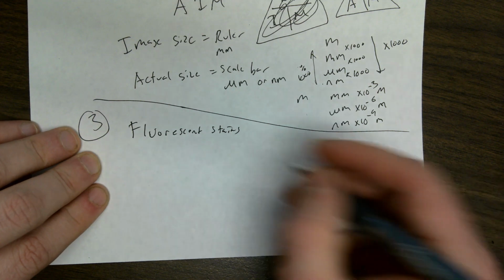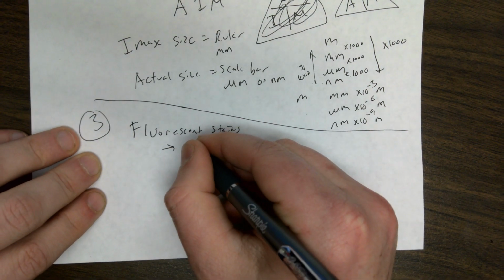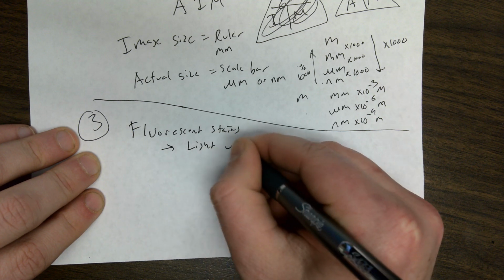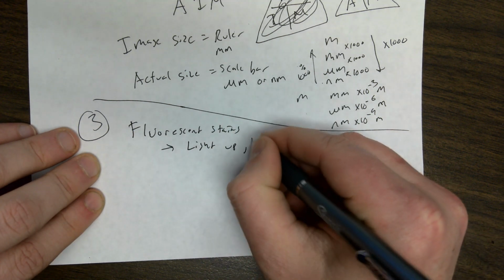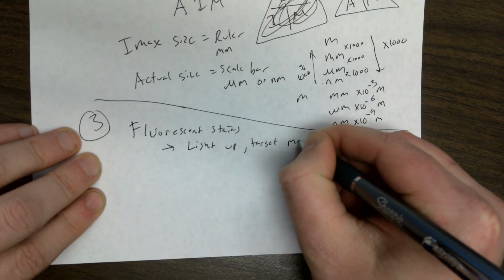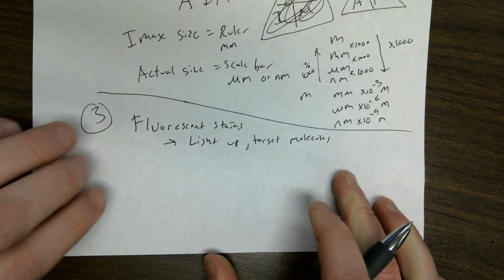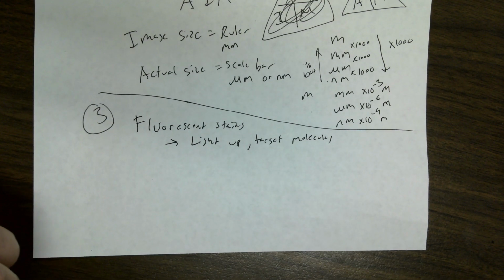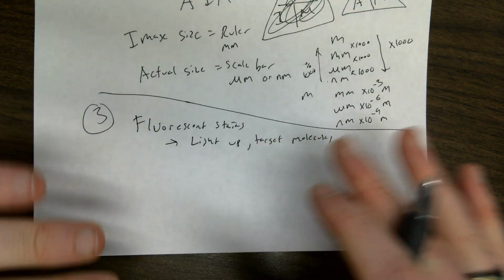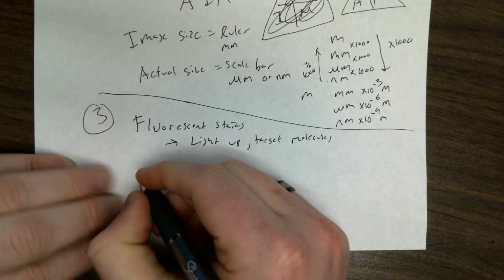And so what you've got going on is they fluoresce and they light up. And what this allows you to do is just see your target molecules. It helps you narrow in on the specific thing you're looking for. In a light microscope, you can still see everything, but in this one it's dark and you can only see the things that fluoresce.